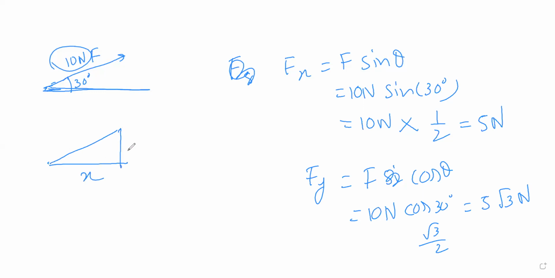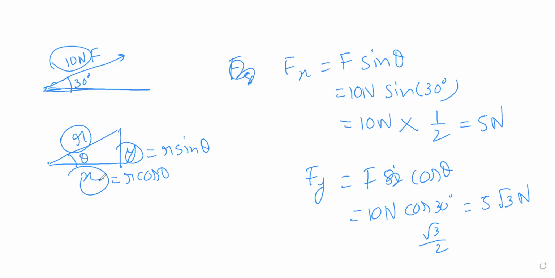If we have x, y, we need to find r. So from r we can find x, y. How? Y equal to r sine theta, right? X equal to r cosine theta. So we can find y.